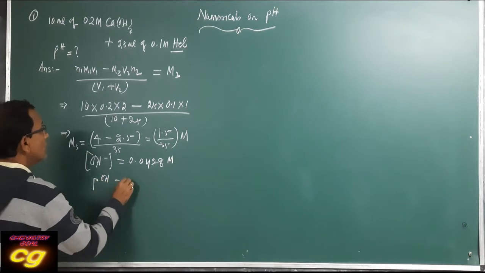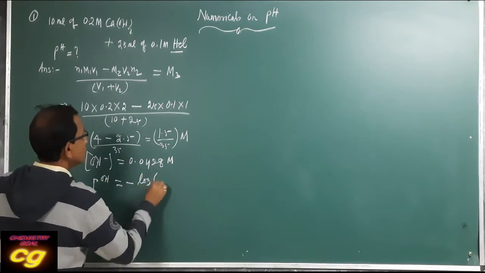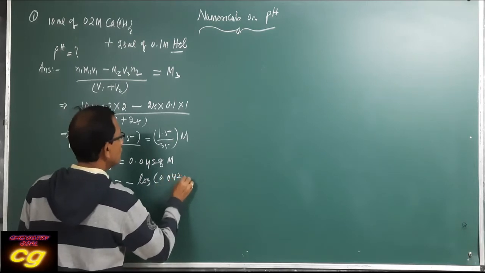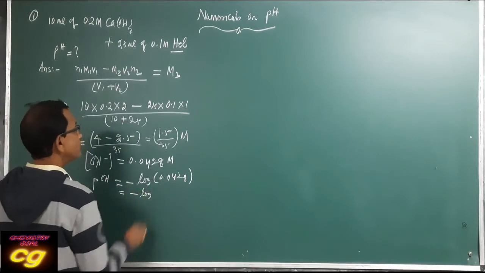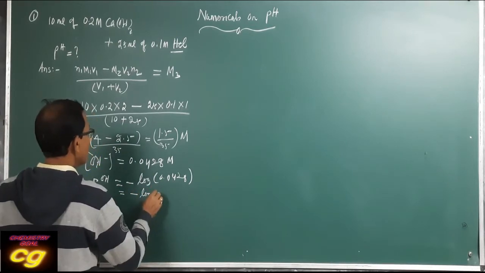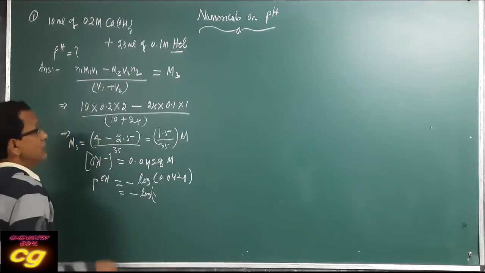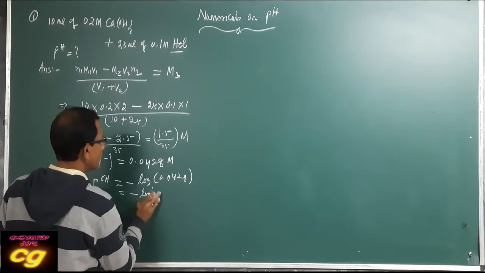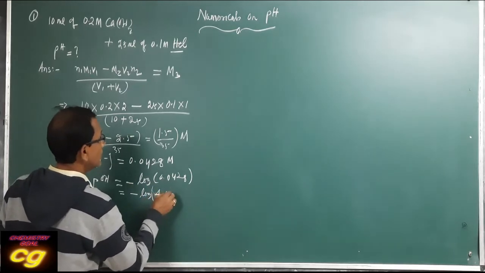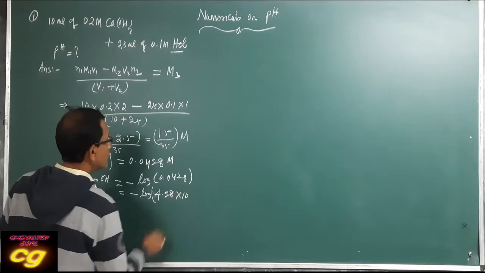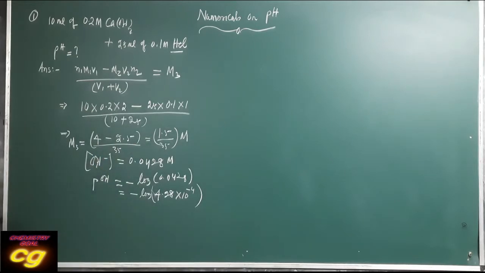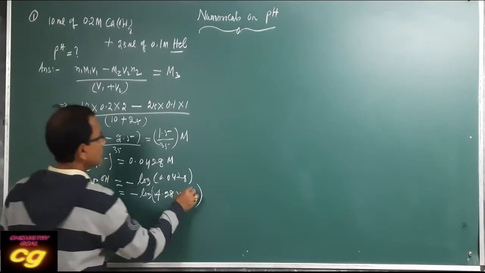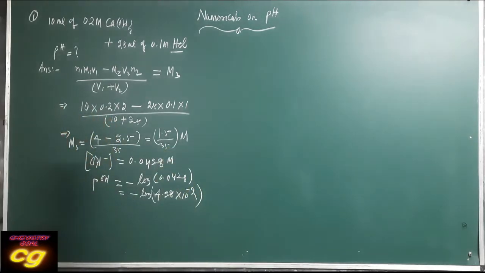So pOH is equal to minus log 0.0428. Okay, the result will be minus log of, if you write 0.0428, this is 4.28 into 10 to the power minus 2, that is 10 to the power minus 2. So 4.28 into 10 to the power minus 2. This is the log.